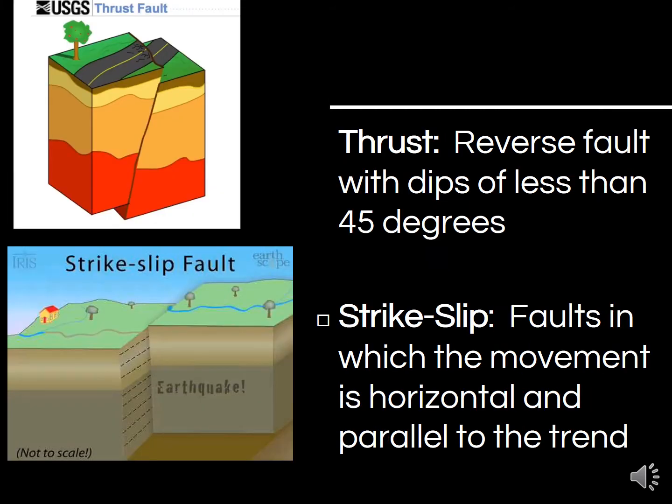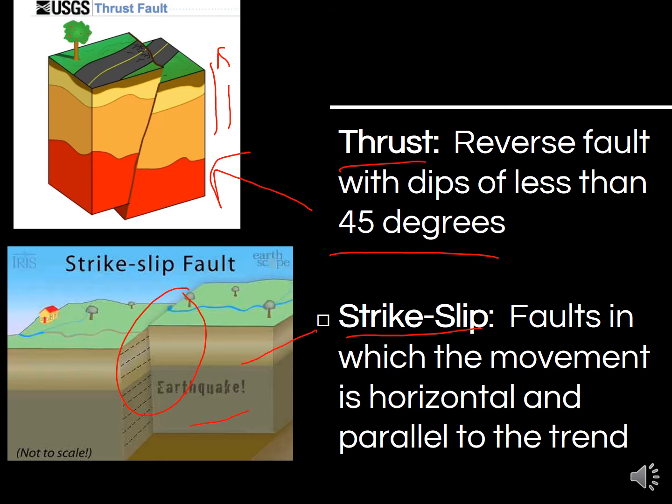Then we have thrust. Thrust is a reverse fault with dips of less than 45 degrees. Okay, as you see, it's also a change. It's not just going up and down. It was like a little shift. And again, strike slip is when they move horizontally. So it just kind of slides against each other. So this is where maybe a road is right here, and all of a sudden now the road's here because the earth broke it and shifted it a little bit.